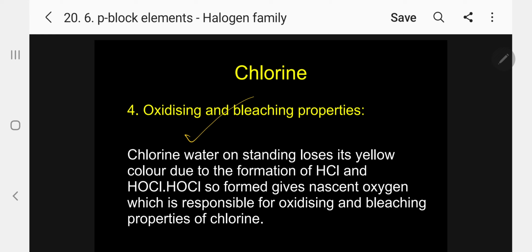Chlorine water on standing loses its yellow color due to the formation of HCl and HOCl. HOCl so formed gives nascent hydrogen, producing HCl and nascent hydrogen, which is responsible for oxidizing and bleaching properties of chlorine. Kindly follow.